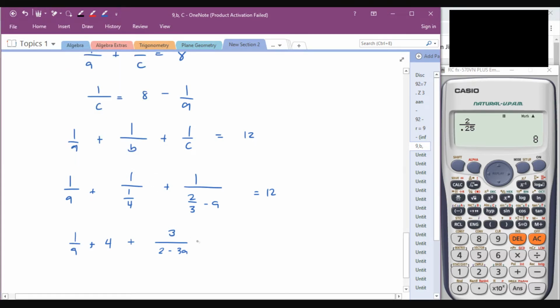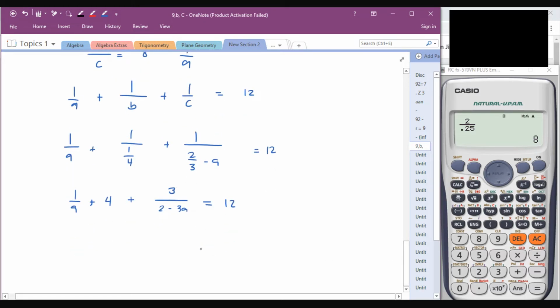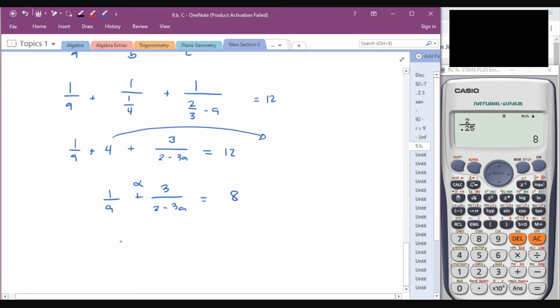3 equal to 12. Further simplifying, lipat ko dito, will be 8. Dito, lipat ko dito, may negative. So, 1 over a plus 3 over 2 minus 3a. Cross-multiply ko ulit. So, this will become 2 minus 3a plus 3a over 2a minus 3a squared equal to 8.